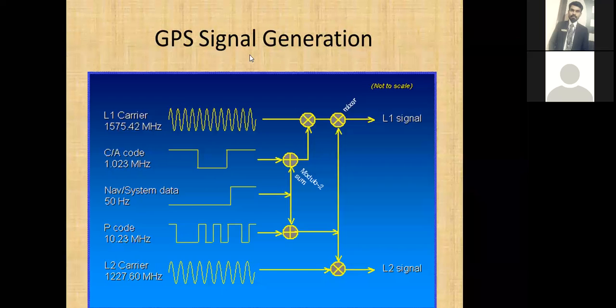Okay, next. So this slide is showing the GPS signal generation. There are two codes and two carriers. One is the L1 carrier and another is the L2 carrier. Nowadays they are also using a modern signal at the L5 band. At L1, there is a civilian code called the C/A code, the coarse and acquisition code. It is 1023 bits long and has a period of 1 millisecond. And there is a navigation message.